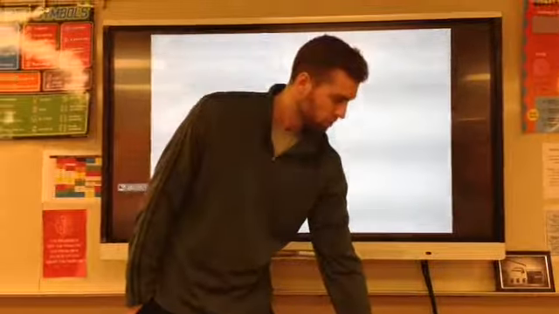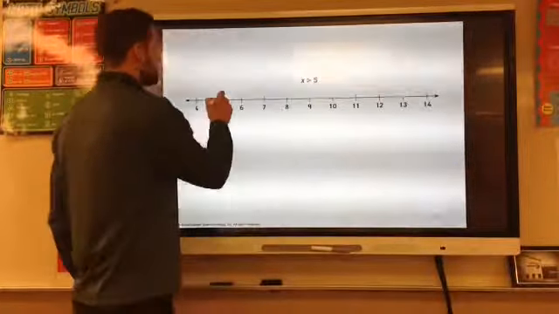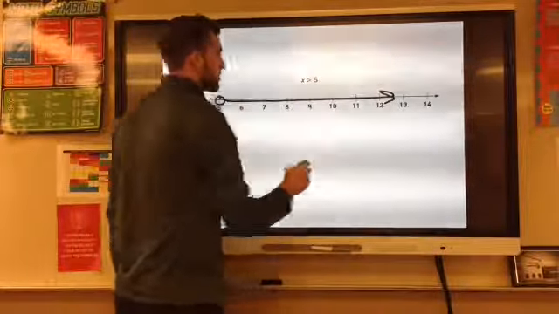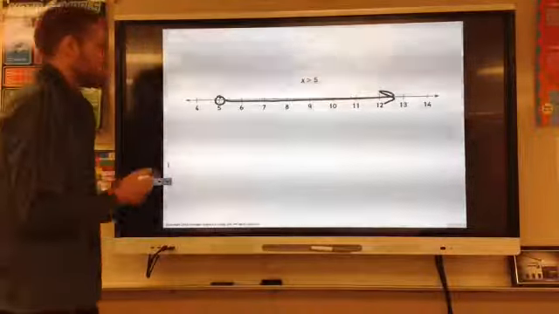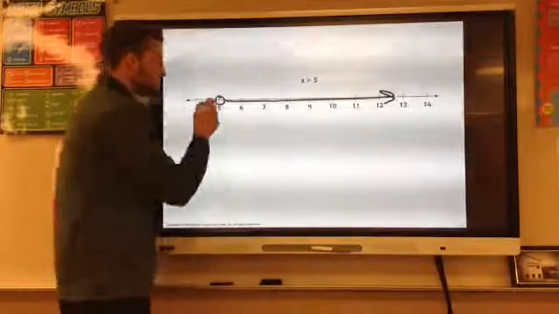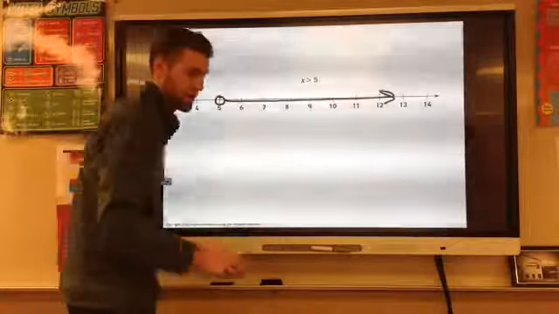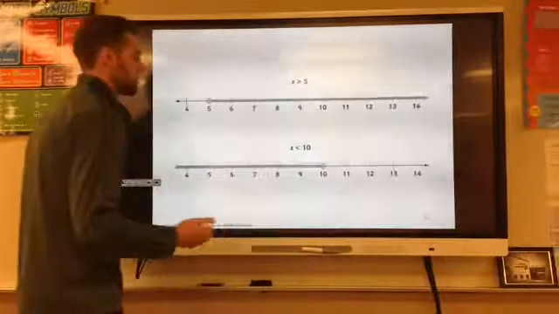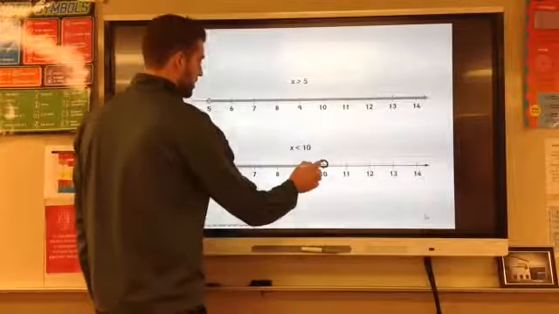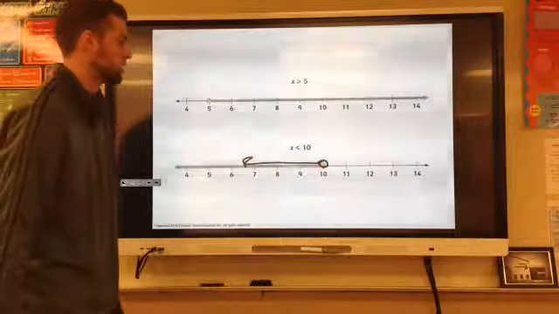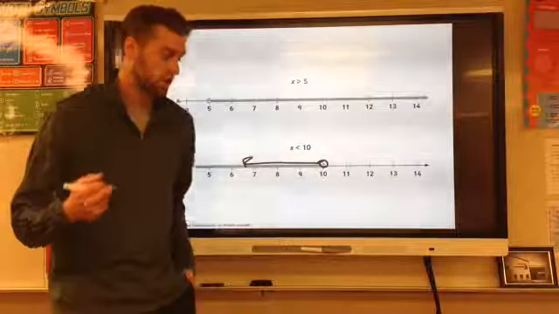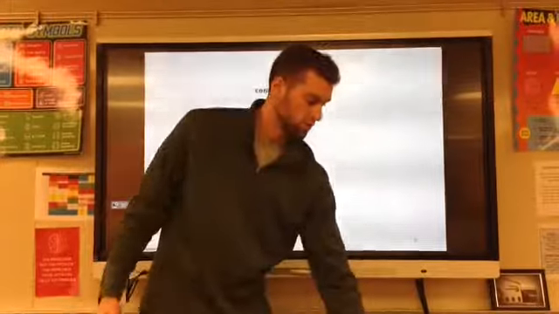Okay, so we've done this before, right? If x is greater than 5, we're going to put an open circle at 5, and then we draw our arrow going this way, right? We know that because it has to be greater. Now, if it was greater than or equal to, we would fill in the circle. But in this case, we don't have that, okay? And then x is less than 10. We've graphed these before, right? Open circle at 10, arrow going this way, all right? Those are simple inequalities.